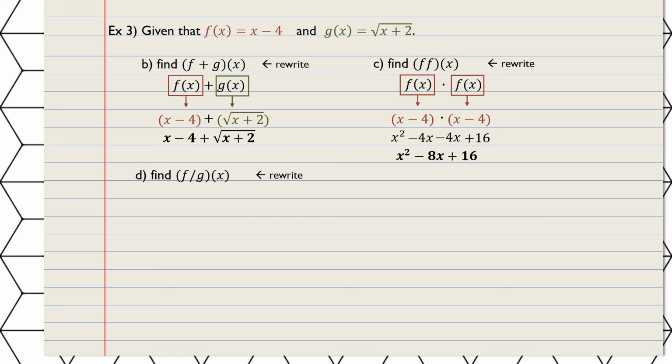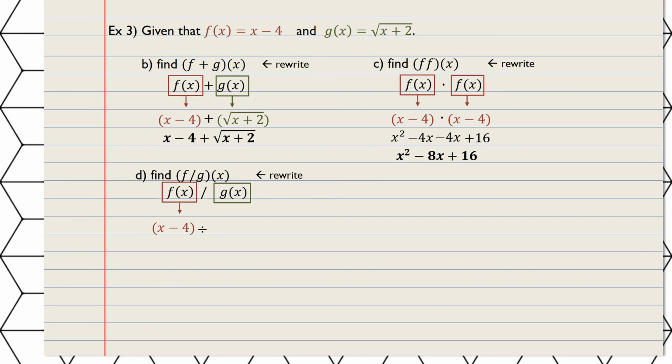Just like all the others, we need to rewrite this. This really means f of x divided by g of x. We look at the first function, which is f of x. But notice they did not give us a value, so we simply replace f of x with the function x minus 4. We keep the same operation, which is division, and now we look at the second function, which is g of x.